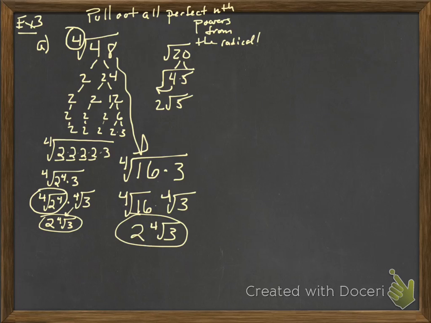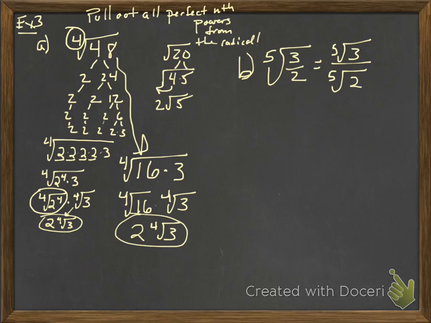Let's take a look at another one of this type. Let's look at B. Actually, let's do one where we have to rationalize the denominator, which you may have remembered. If I have the 5th root of 3 over 2, you have to realize this is the same as the 5th root of the numerator, 3, over the 5th root of the denominator, 2.